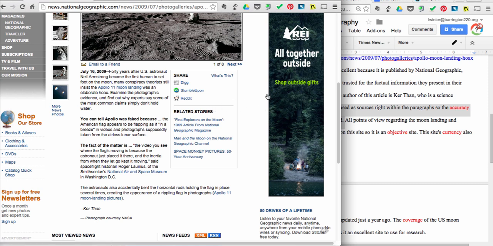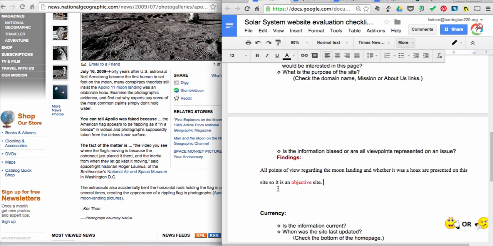Although this website does have ads to sell us, if you read through the article, you can see that the article presents both sides of the argument. So we can say that the article is not biased. And based on the fact that this is coming from National Geographic, I would consider that the objectivity is very good. Now I will take that information and fill in my evaluation sheet. You can see here that it says all points of view regarding the moon landing and whether it was a hoax are presented on this site, so it is an objective site.